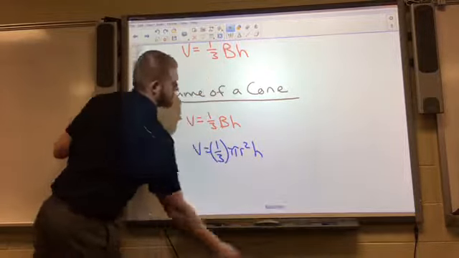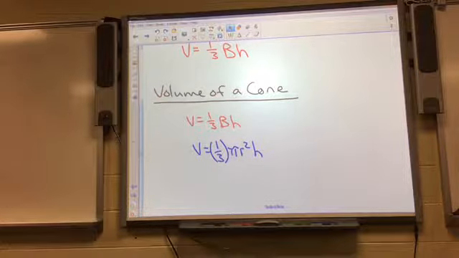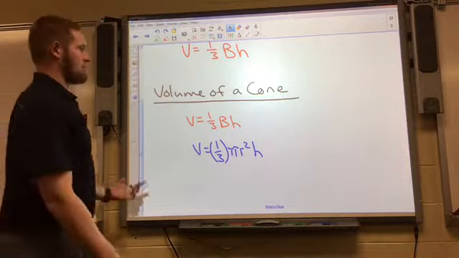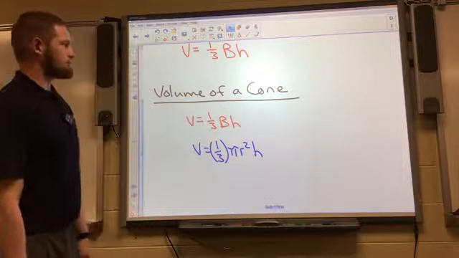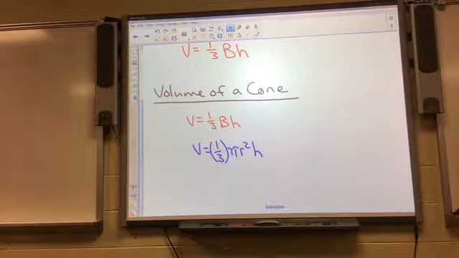Are those two things in red and blue the exact same thing? Yeah. Because capital B stands for area of the base. In this case, it's a circle, and we know the area of a circle is pi r squared. Okay. We're just plugging it into a different equation.